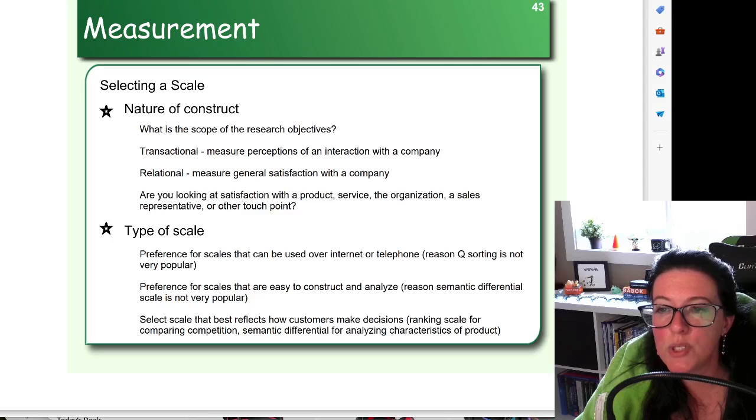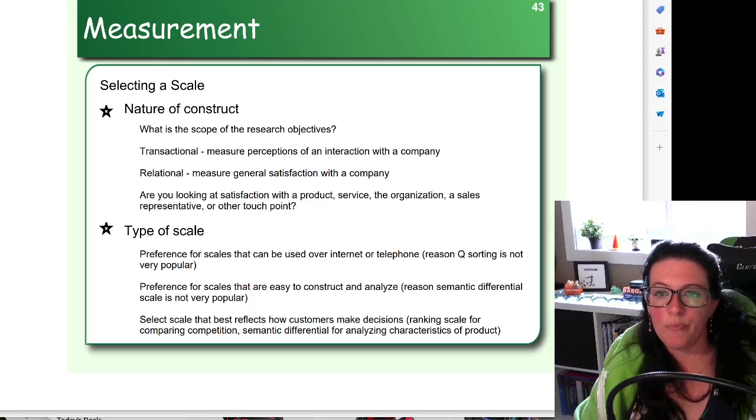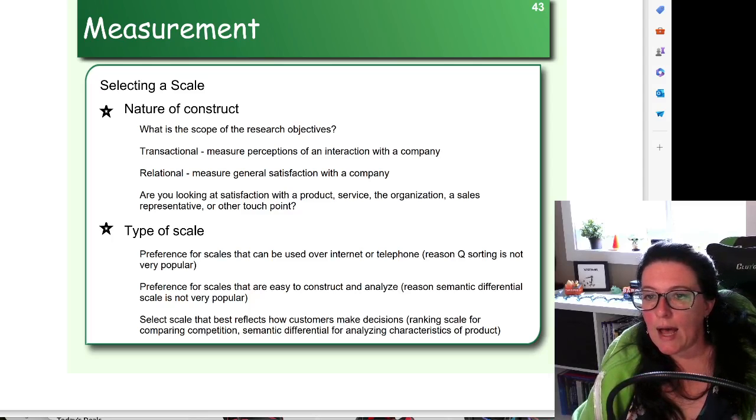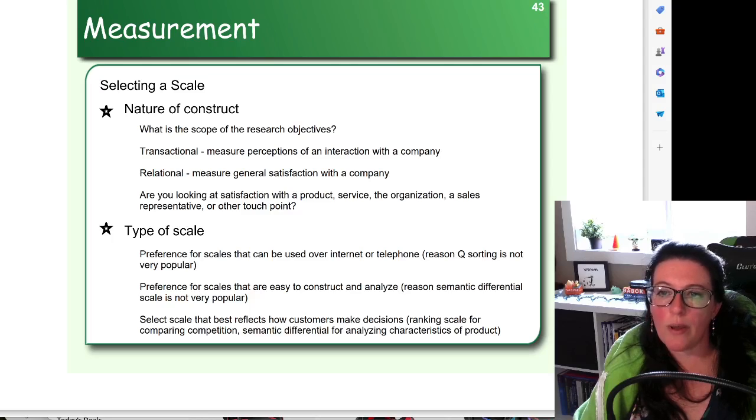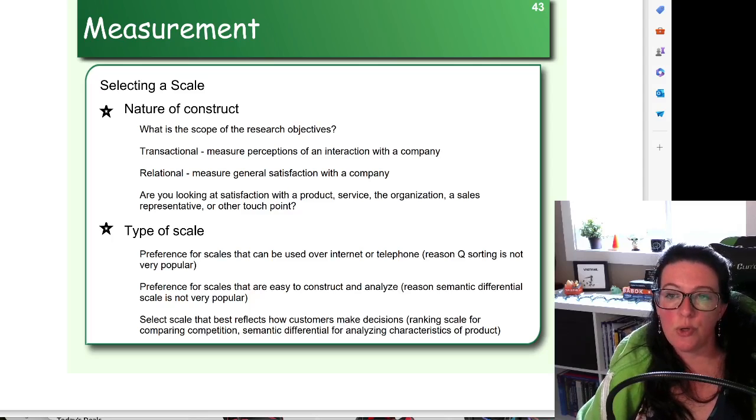So what is most appropriate for our construct, for what we're trying to get to? Are we looking at preferences? Are we going to be asking about those opinions over the phone? You can't use Q sorting to sort photos if this is going to be something that is surveyed over the phone. So how you're going to do your sampling will also impact that.